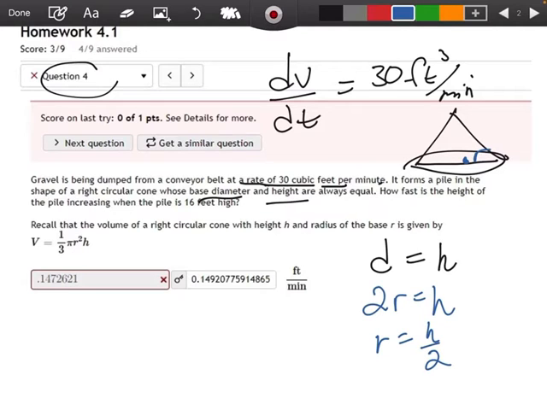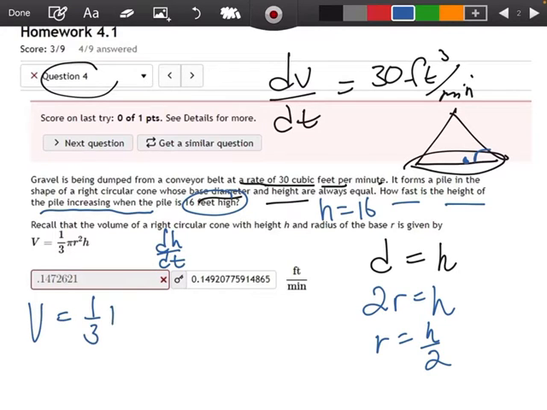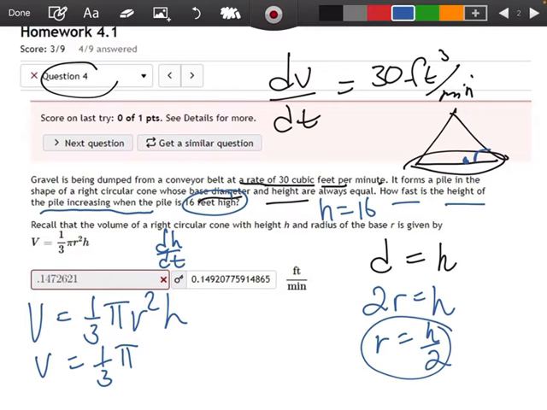It says, how fast is the height of the pile increasing when the pile is 16 feet high? What I'm trying to find, y'all, is dH/dt, and it tells me that the height is going to be 16 feet. So let's see if we can plug in some pieces of information. I've got V equals 1/3 pi r squared times h. V equals 1/3 pi, now instead of r, h over 2, squared, times h.